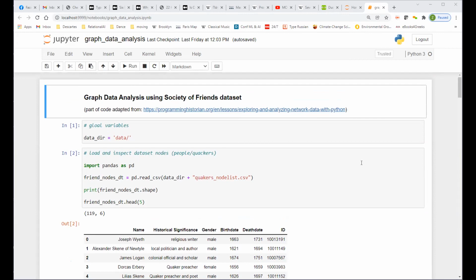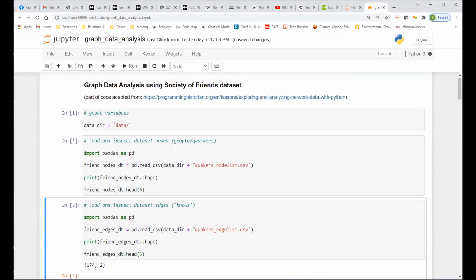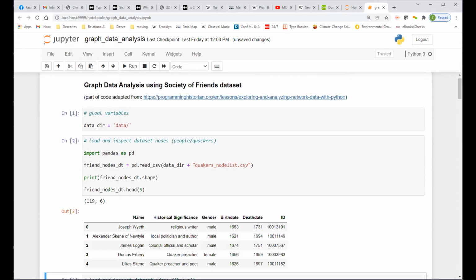Okay, so I'll start first with doing a little bit of exploratory analysis on the graph data set. First I load the data in pandas. The graph is what is called a society of friends data set. Each node is a person who has some information, for example, historical significance, gender, date of birth and date of death, if there is any.